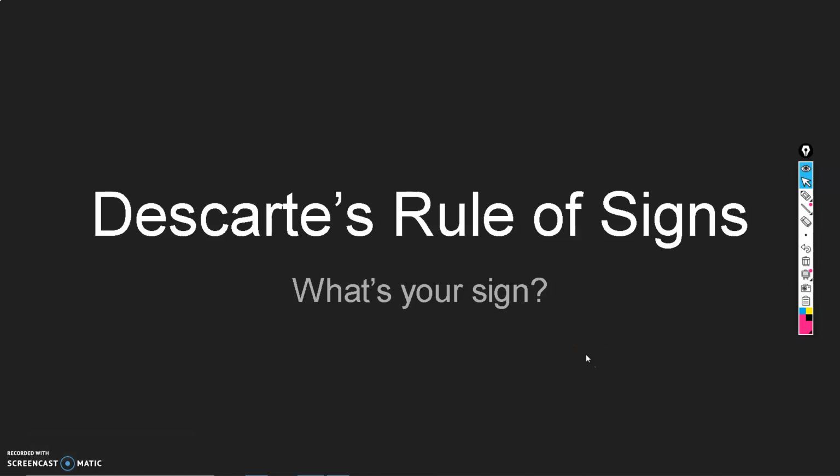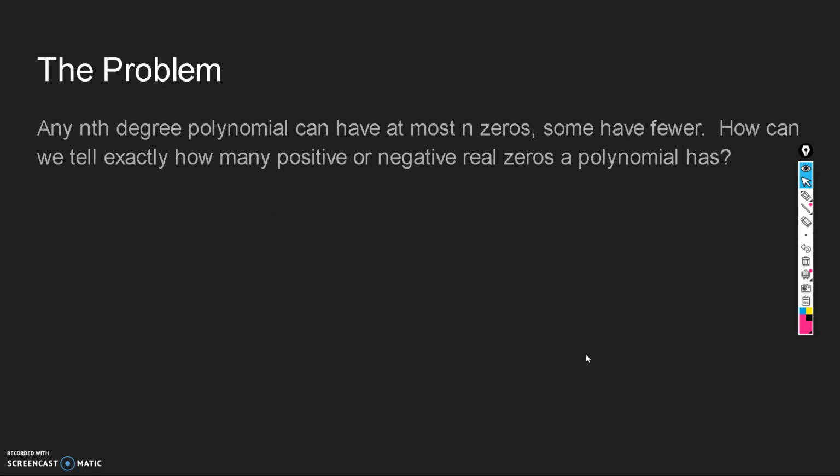Today we're going to talk about Descartes' rule of signs, and in particular why we care and kind of what this guy did. So the problem: any nth degree polynomial can have at most n zeros. Some have fewer. That's the fundamental theorem of algebra, right? If we have something like x to the 6 plus 5x squared plus 3x minus 2, we know that it is at most going to have 6 zeros, but it could also have fewer than that. So how can we tell exactly how many positive or negative real zeros a polynomial has?